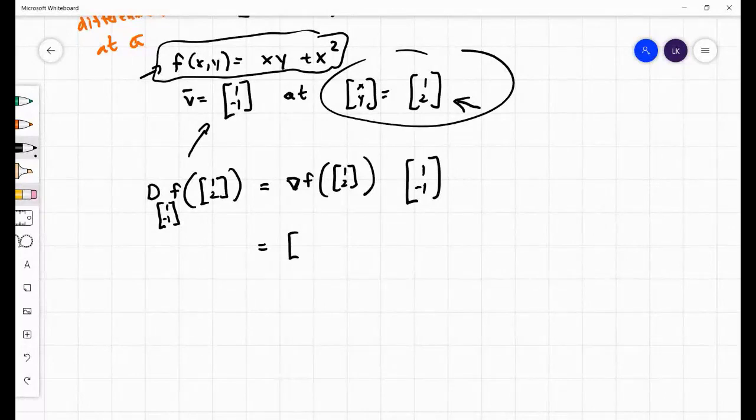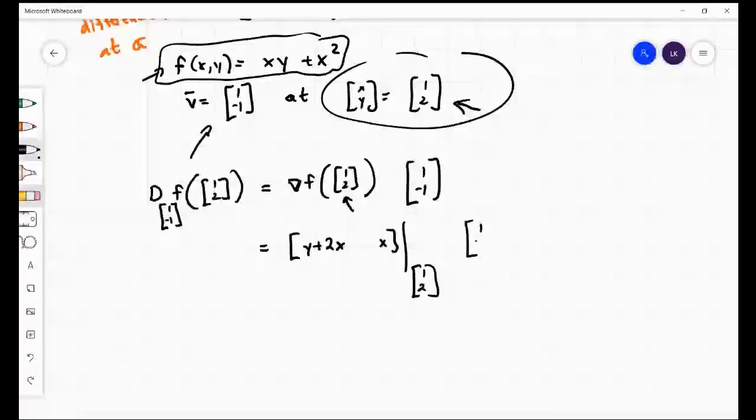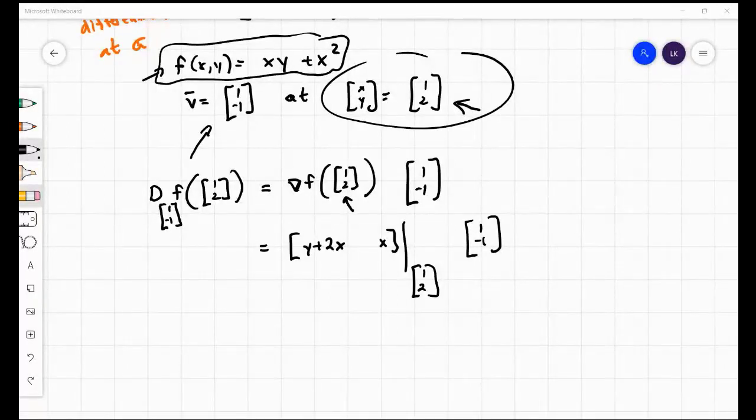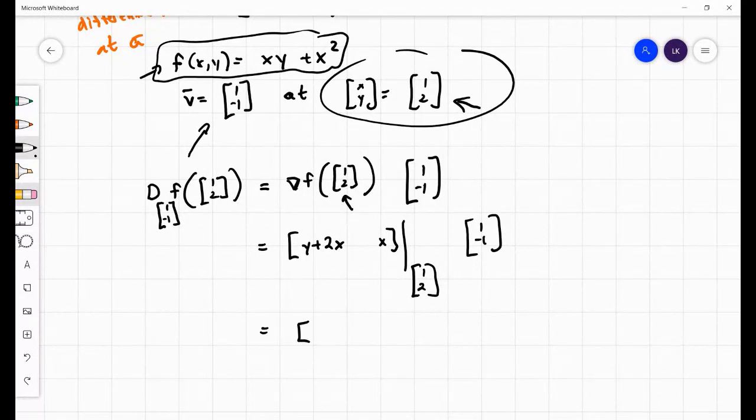We already computed the gradient of this function. It was this vector of partial derivatives: the derivative with respect to x, then the next component is the derivative of the function with respect to y. We're evaluating this at the point 1, 2, dotted with the direction vector v. So y is 2, x is 1, so we get 4, 1, multiplied by the direction vector, so we get 4 minus 1. So the directional derivative is 3.